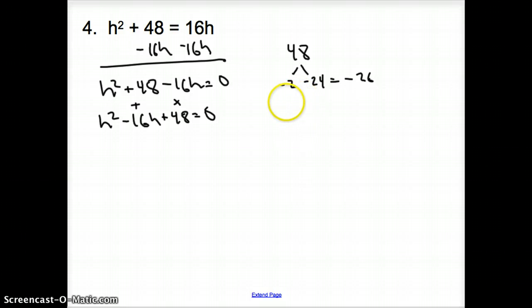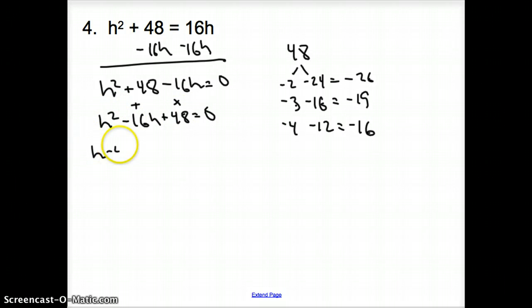How about the next one? Negative 3 and negative 16. Well, we have a negative 16, but we're adding a negative 3 to it, so that adds up to a negative 19. Keep going. Negative 4, negative 12. That adds up to be negative 16. Look, we have a winner, so now we can go ahead and factor this. So it's h minus 4, and then times h minus 12, and that equals 0.